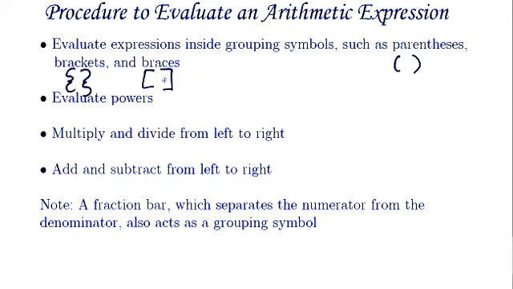Once that's done, we go through the equation and evaluate powers. So if I have 3 squared, I'm going to turn that into 9 before I go on. After I've removed my parentheses and other grouping symbols and evaluated the powers, I'm going to go through and multiply and divide from left to right.